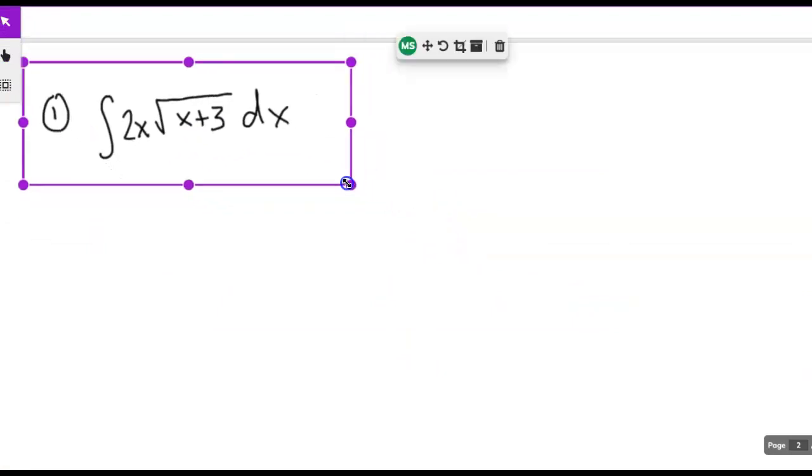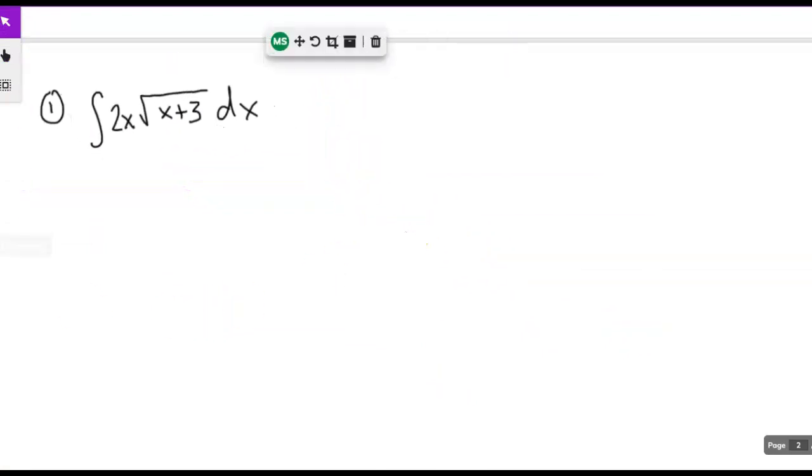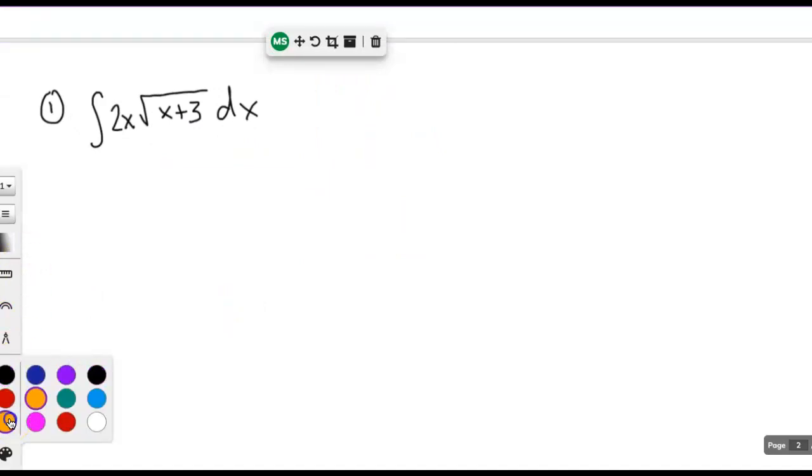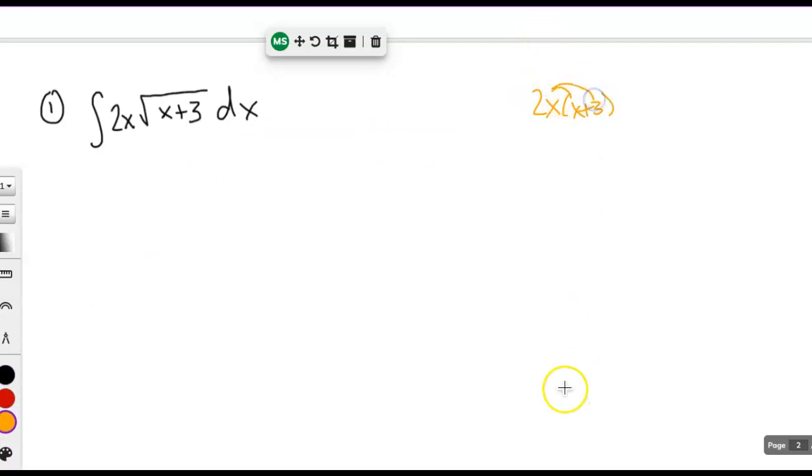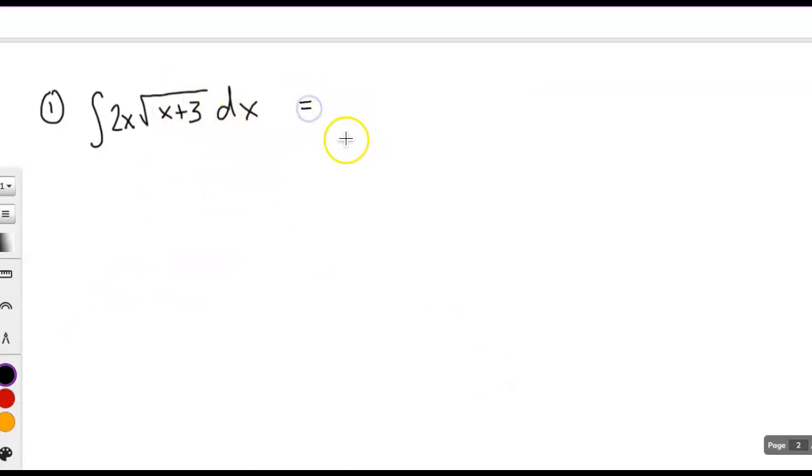I would try to see if I could distribute here because that would be the easiest thing. Like if I had something like 2x times x plus 3, just distribute the 2x and go to town, right? You don't want to waste time on that one. But for this one, since this is to the 1/2, I can't distribute. So I'm going to rewrite this, and I'll do it below it. So this is really just the antiderivative of 2x times (x plus 3) to the 1/2 dx.